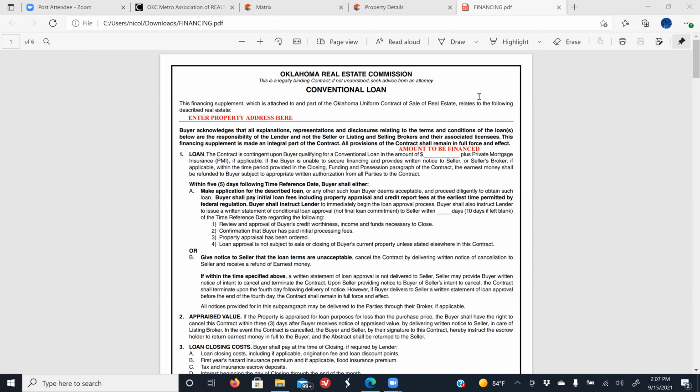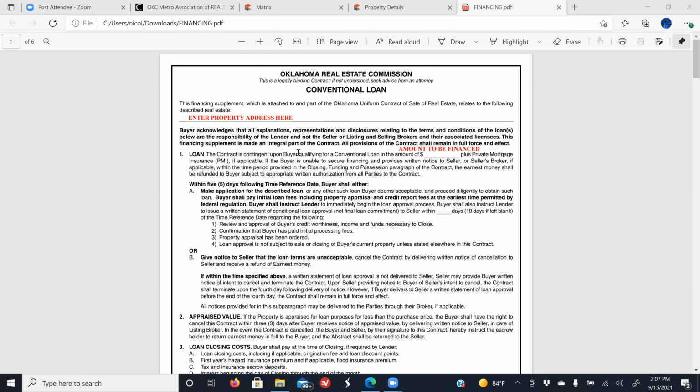So if your buyer is using a conventional loan, then you would check conventional loan on the purchase contract and you would attach this form. The very first part, as in most of our contract documents, you're going to put the purchase contract at the very top of the contract.